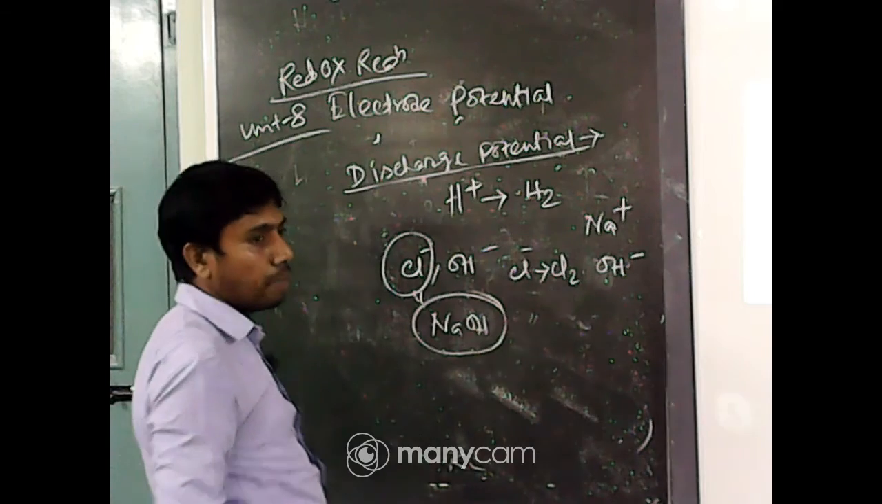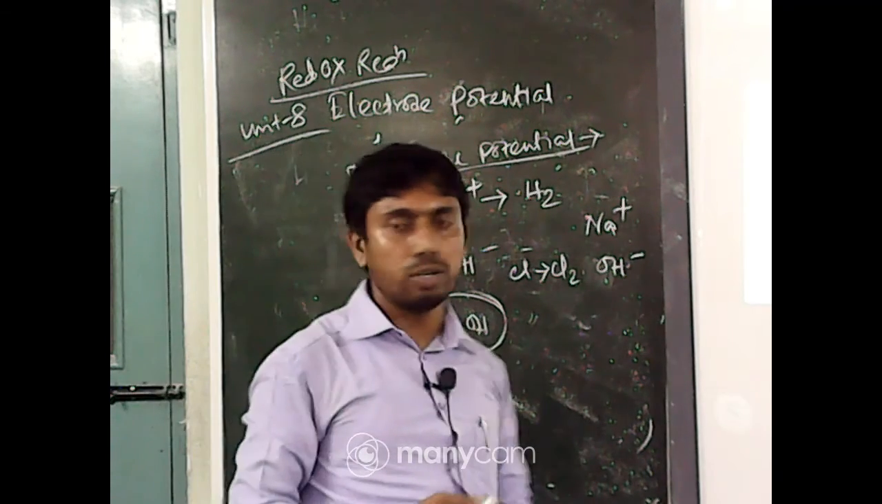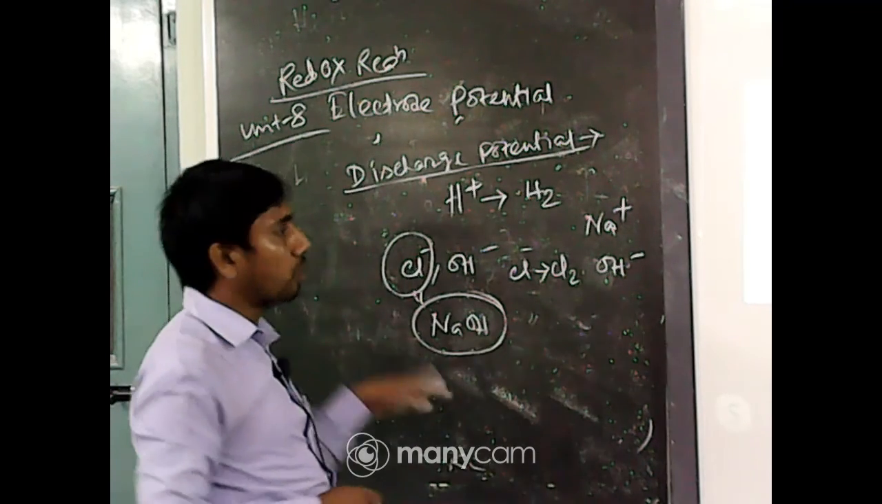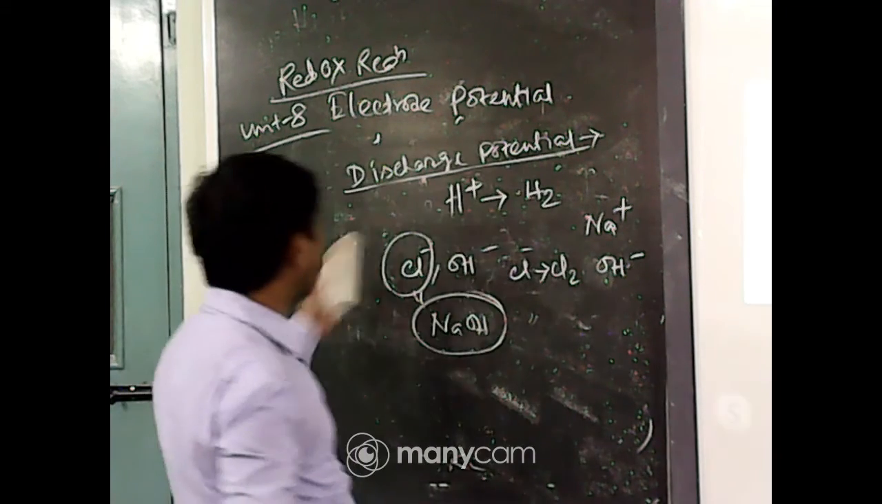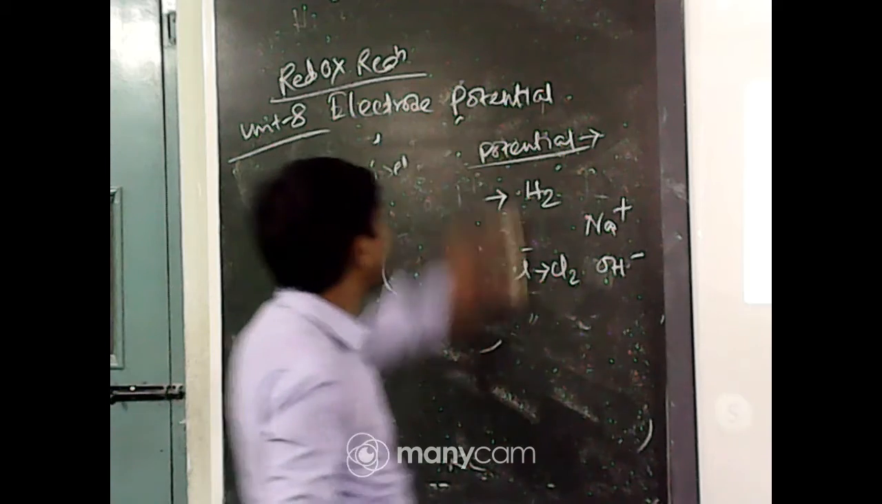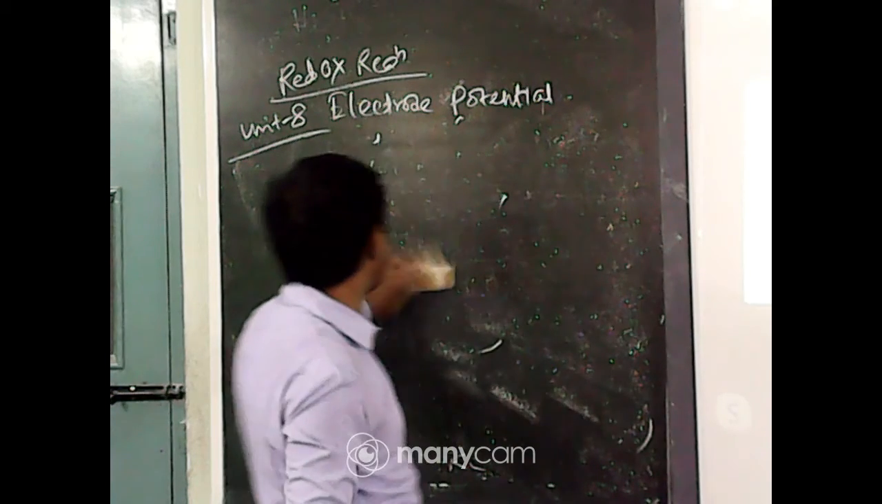It is also a preparation of sodium hydroxide, that is, electrolysis of an aqueous solution of brine. Brine, that is NaCl, produces NaOH. You have studied it in class 10.